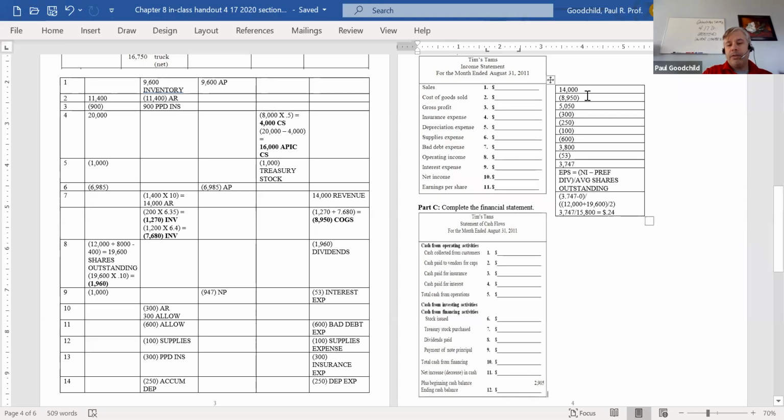Okay, any questions? So that's it for today. It's kind of a review of everything we've done for the transactions. And it has our new transactions related to equity and dividends.